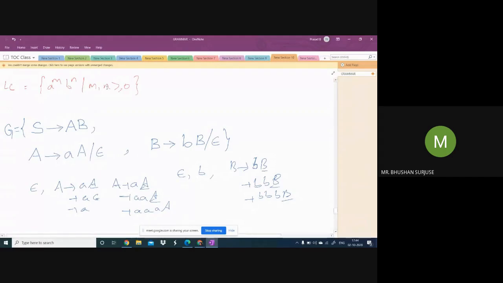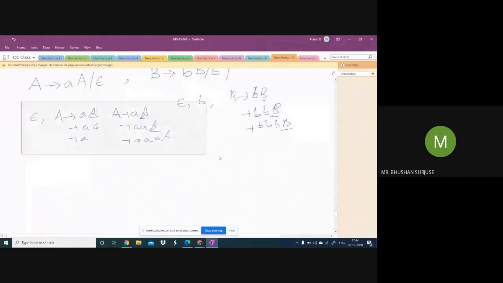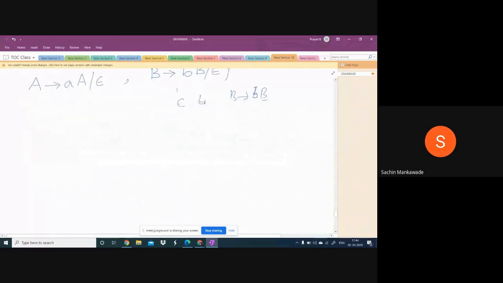S derives AA slash BB slash epsilon. No. Sorry, S derives AA slash epsilon, and then B derives BB slash epsilon. Hello. If these are the productions, what can it generate? What are the strings it will be? This grammar will generate.